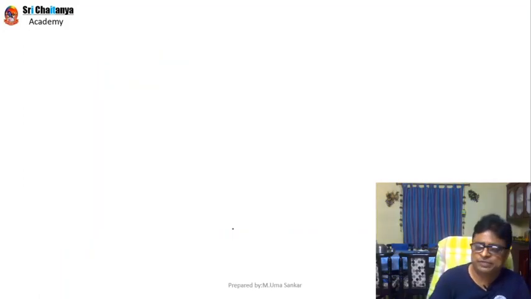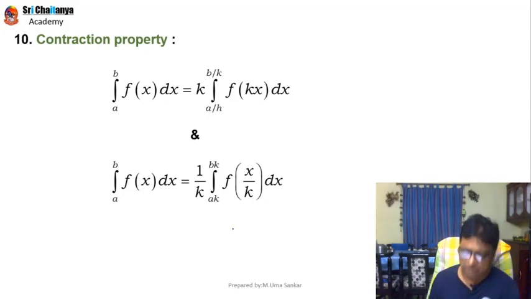Now coming to another beautiful property, that is called the contraction property. Here in the contraction property, my friends, see, integration a to b f of x dx is equal to k into integration a by k to b by k f of kx dx, and integration a to b f of x dx is equal to 1 by k into integration ak to bk f of x by k dx.